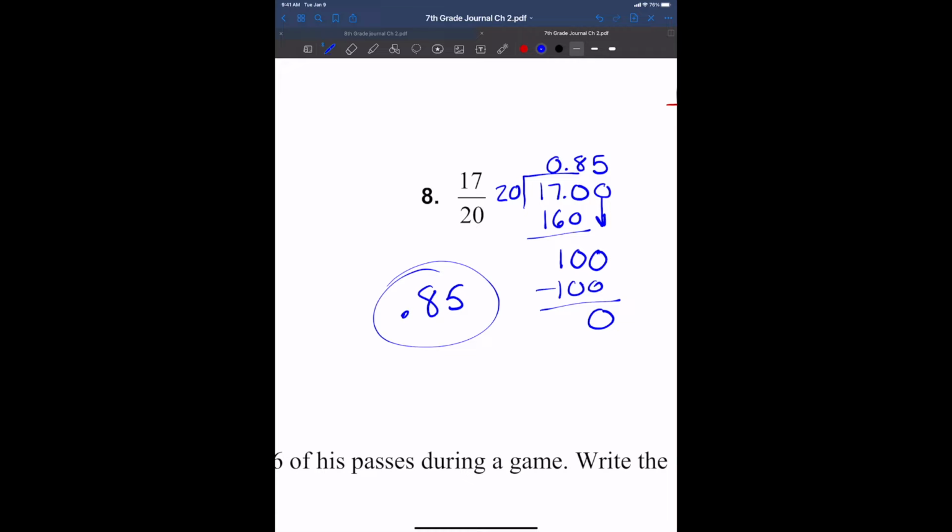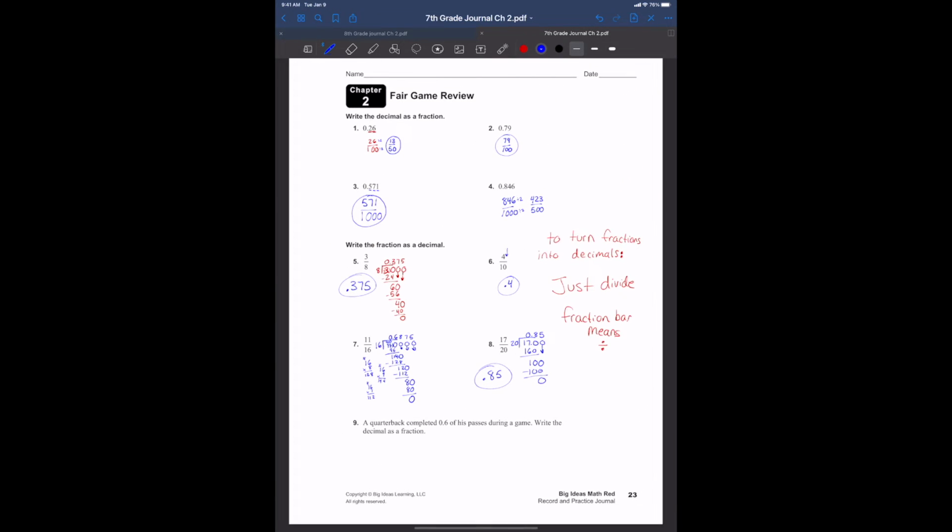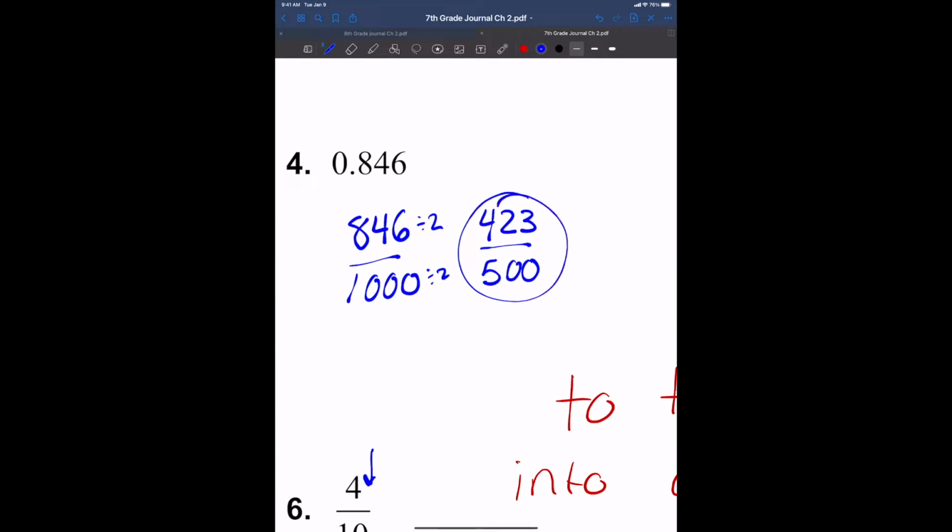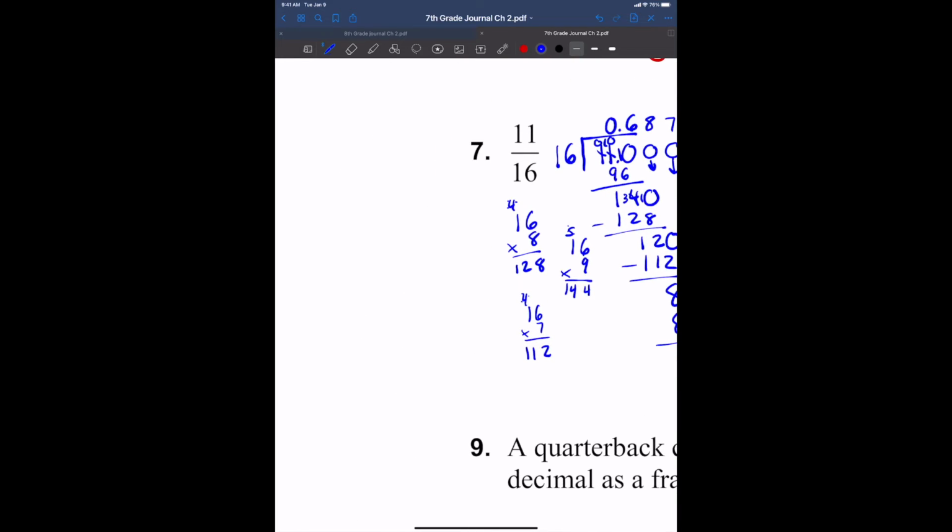Holy smokes, dude. Hey, you know what I realized? You know what I noticed about my page? I forgot to circle the final answer here. And I never circled the final answer over here. Make sure you guys get in that habit, okay?